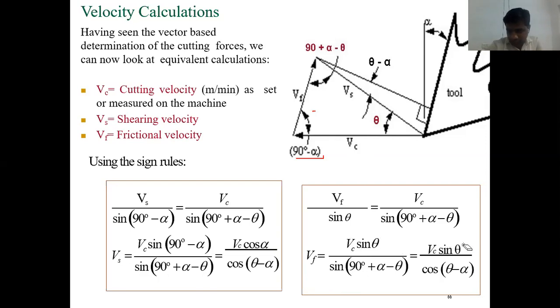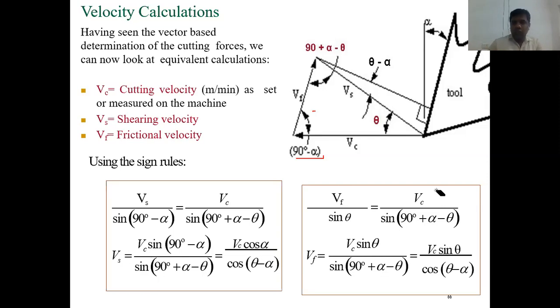So VC sine theta is already simplified, and sine 90 minus theta, the same thing is coming here. So sine theta is coming as cos 90 minus alpha. The same thing. So if you know the VC, you can calculate both the velocity of flow or friction velocity as well as the shear velocity. Both you can calculate. And cutting velocity you can calculate from the initial speed you are giving.